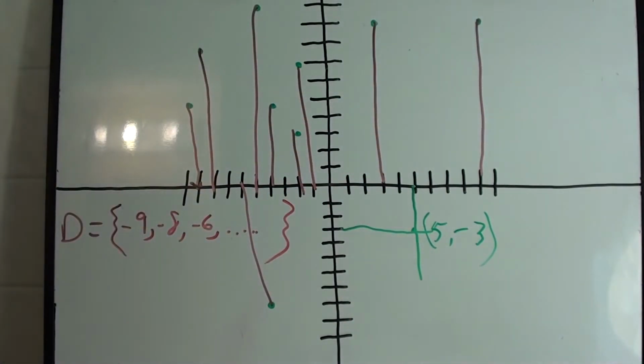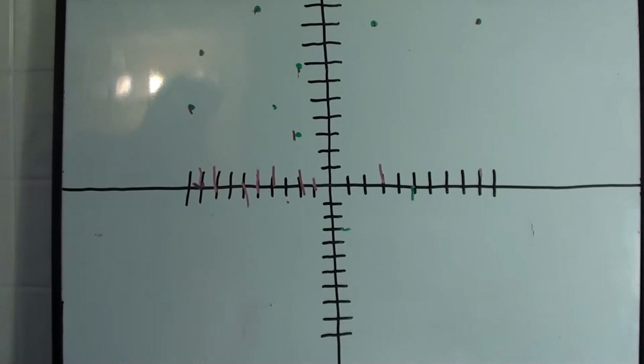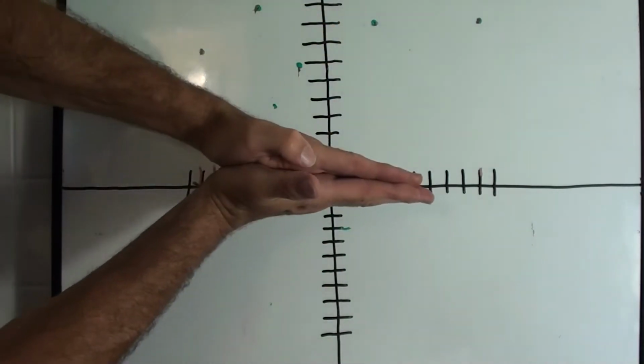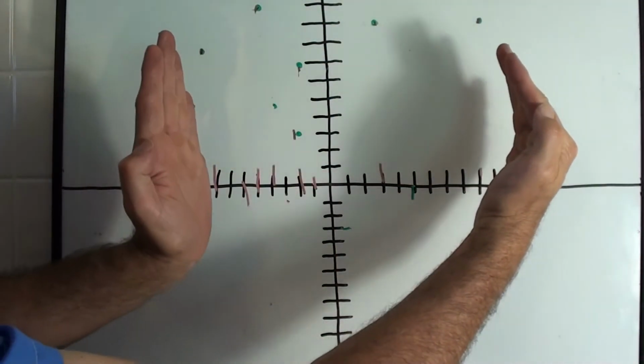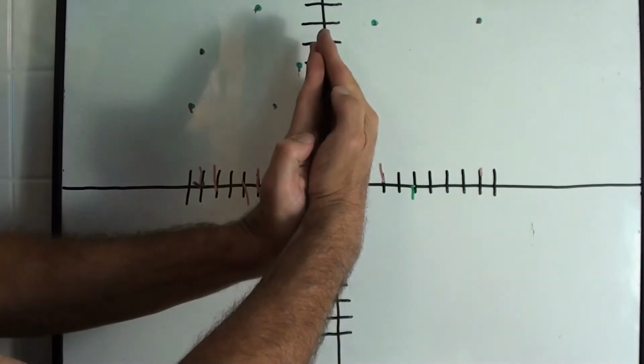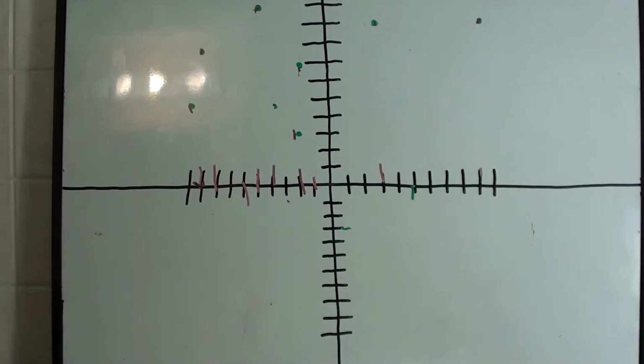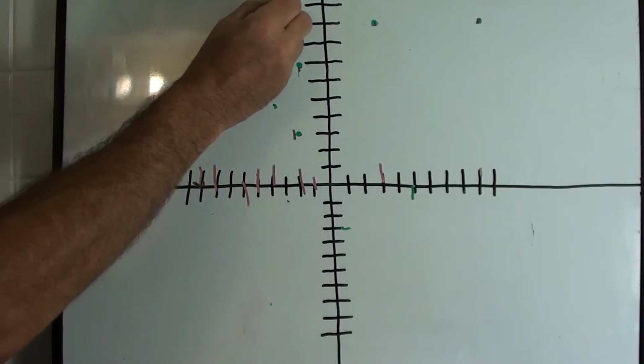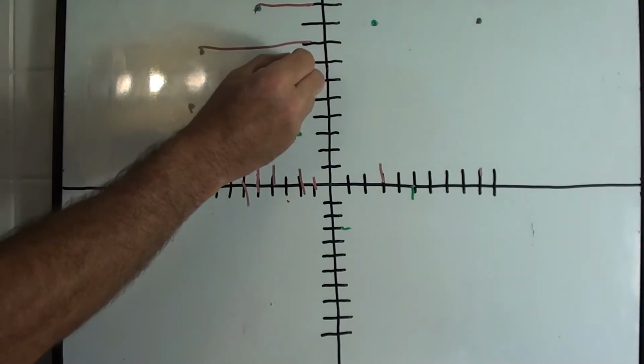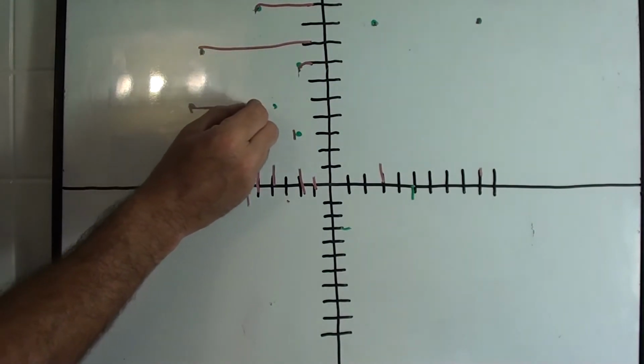What do you think we're going to do for the range? Okay? And I'm going to go ahead and erase all these lines here because I don't want to get confused. For the domain, we squished everything to the domain line. For the range, we're going to squish everything to the range line. So this is what we're going to do. We're going to bring everything this way. Smush it in this way.